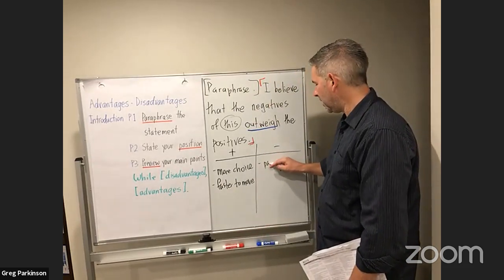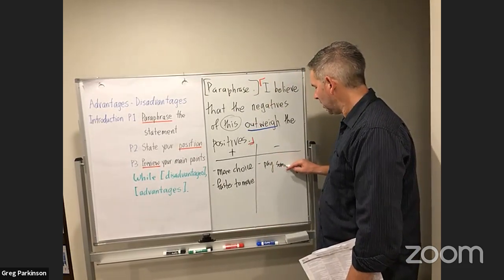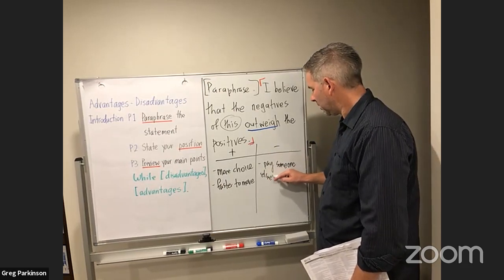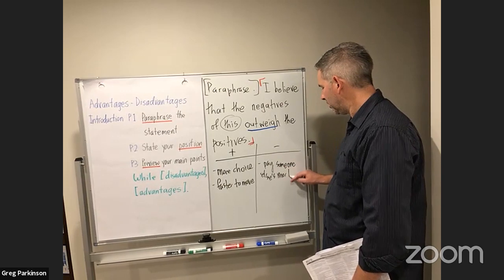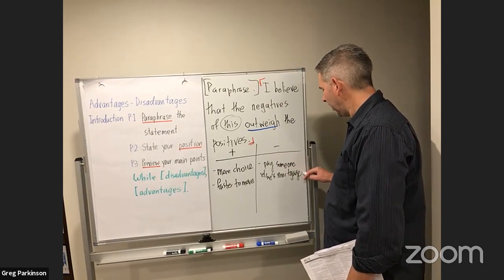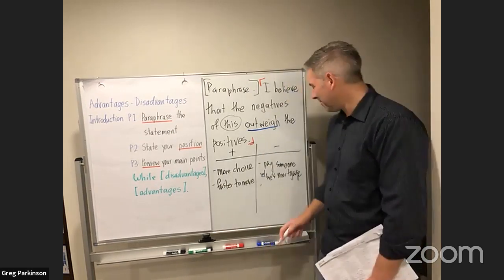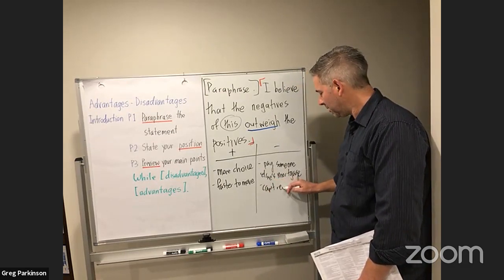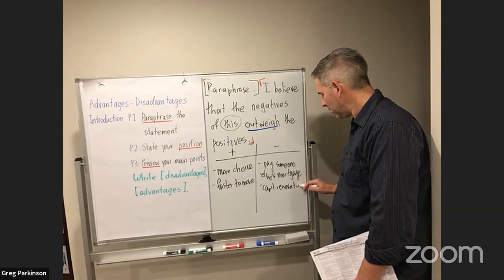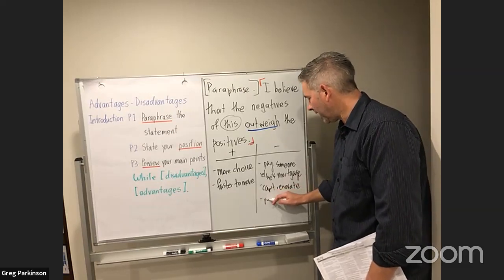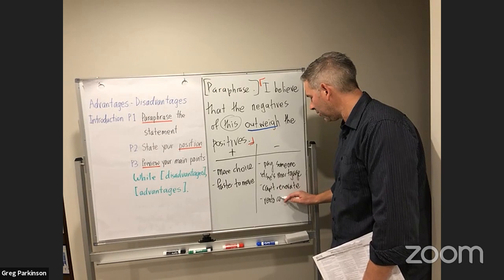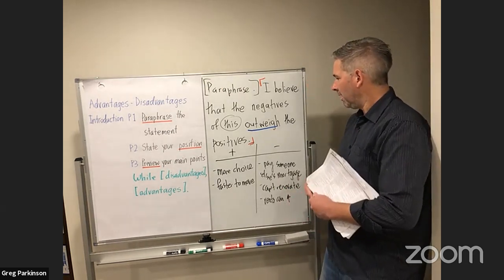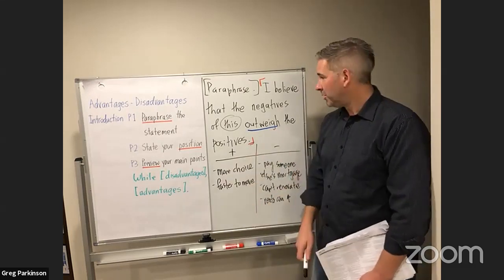Disadvantages, you pay someone else's mortgage. If you want to add any more disadvantages, please feel free. You can't renovate easily. And maybe another one, the rents can increase. So that's the symbol for increase. So here's the brainstorming I would do.